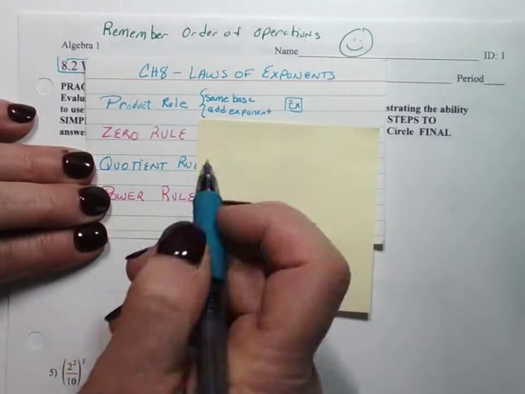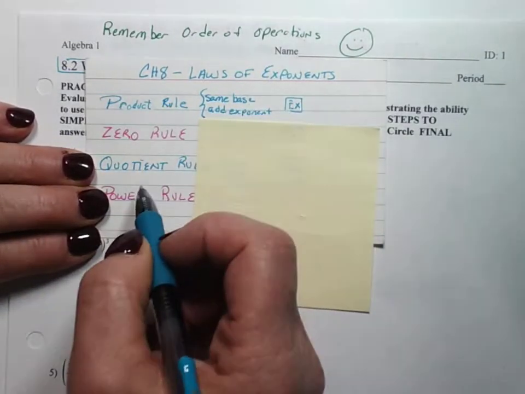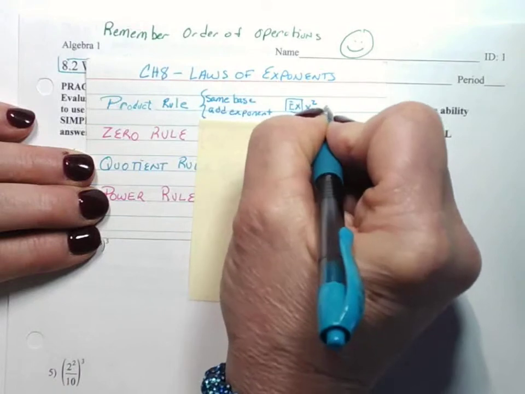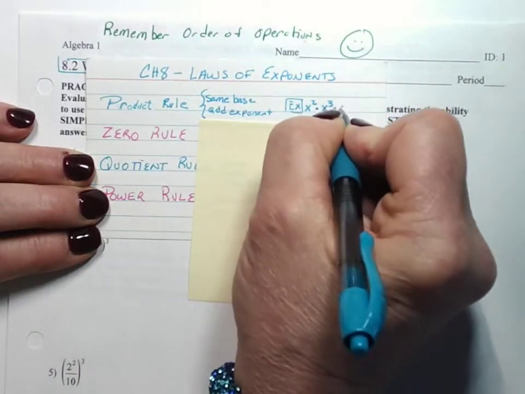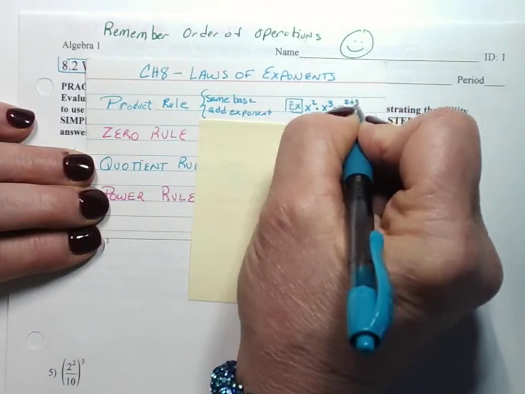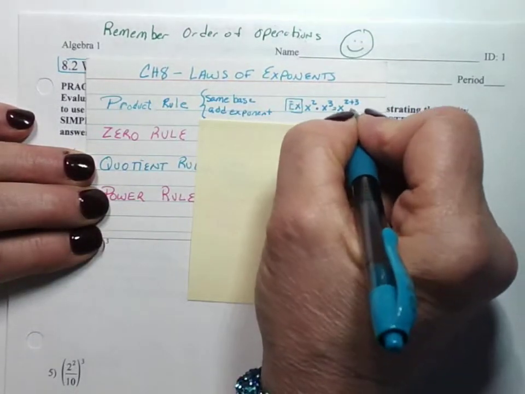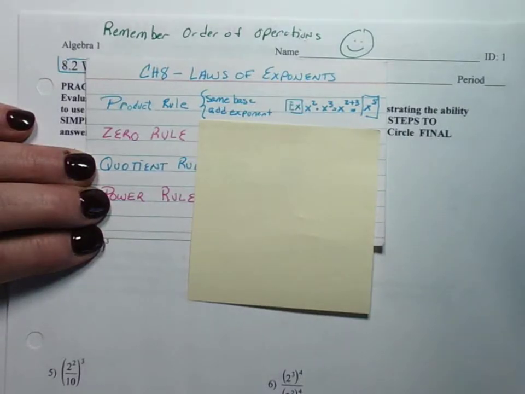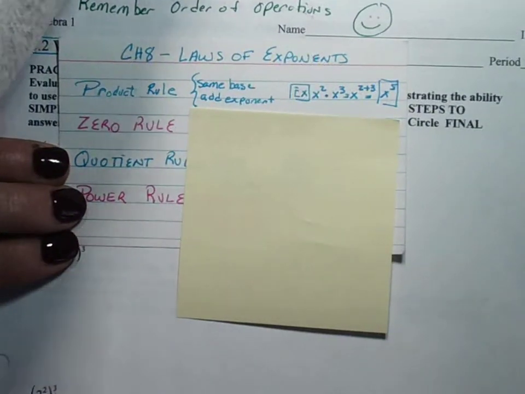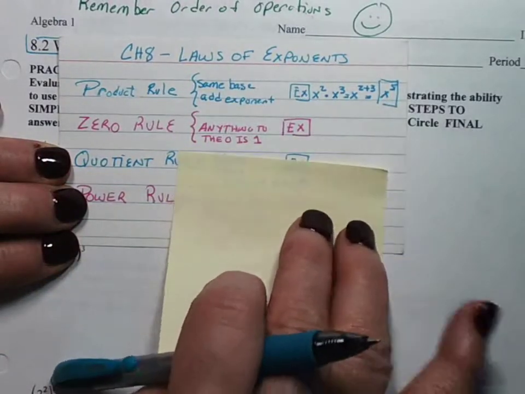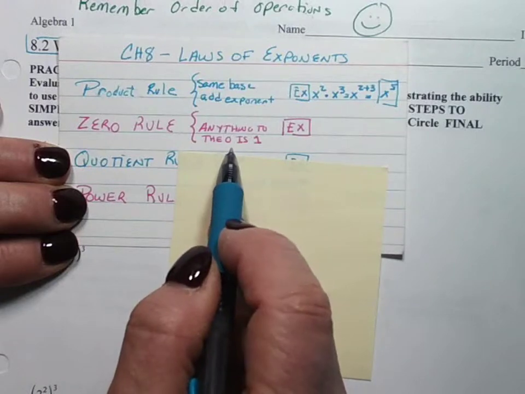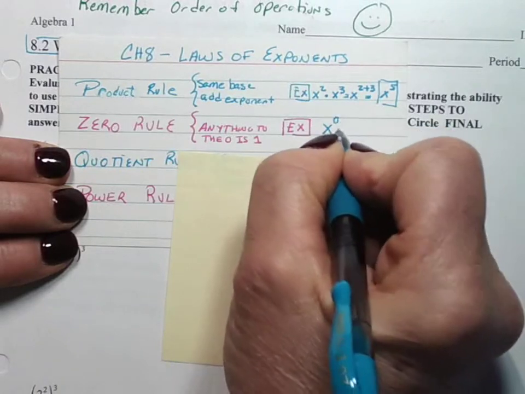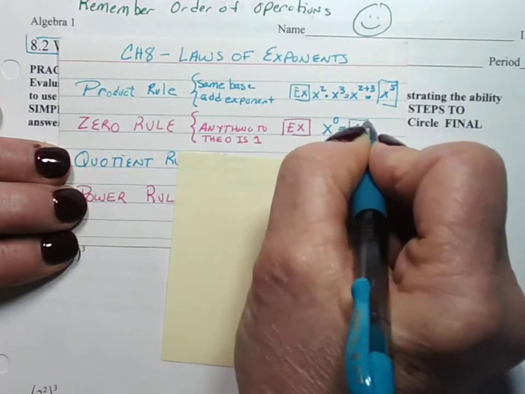So, the product rule. If you have the same base, you add the exponents. So, x squared times x cubed is going to be x to the 2 plus 3, and that gives you x to the 5th. The zero rule. Anything to the zero exponent is 1. So x to the 0 is going to be 1.